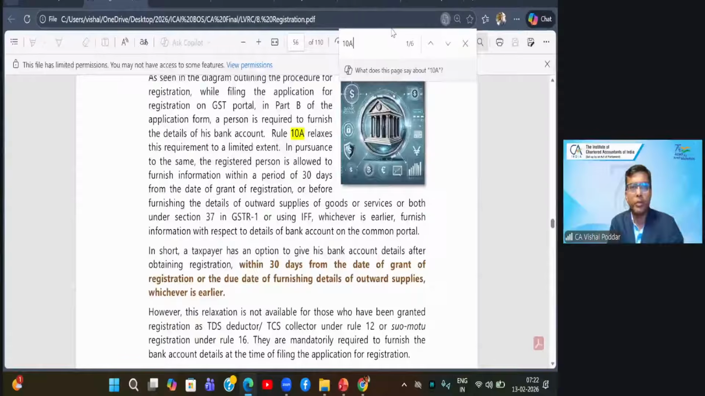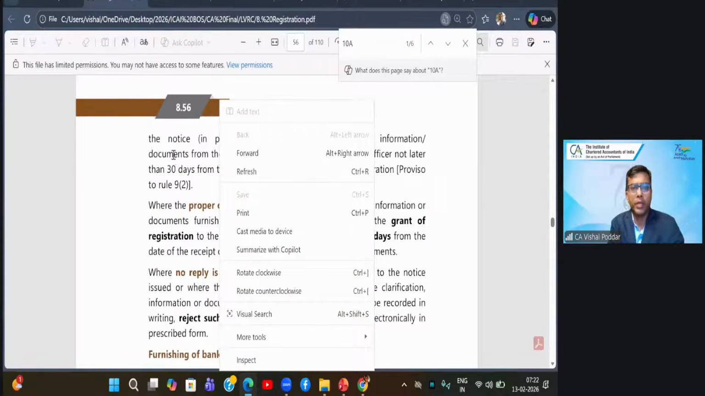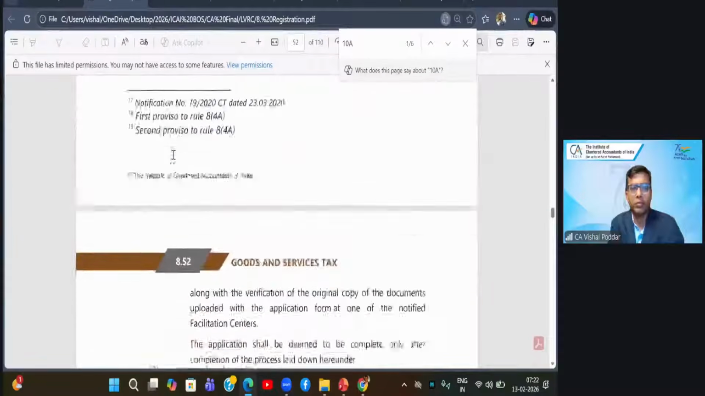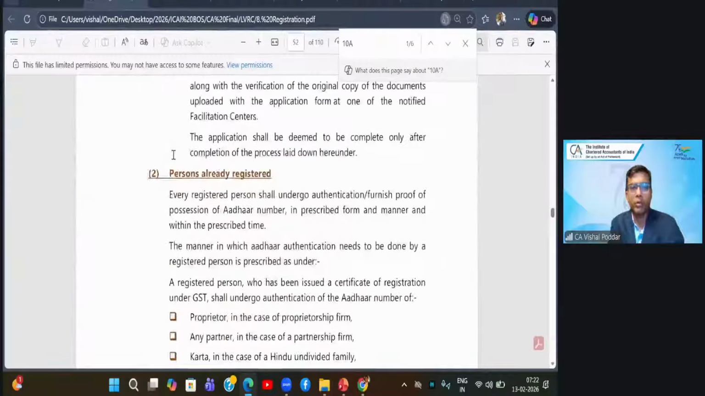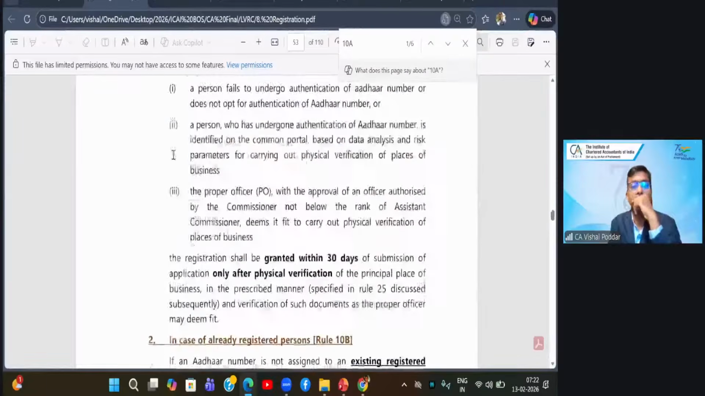There may be some confusion, maybe some overlap. So whenever you have such queries, you should fold the page or put a post-it tag. Yes, sir, it is given on page number 8.52 of the study material. This is the old study material. What is the heading in 8.52? The heading is furnishing of bank account details, Rule 10A.